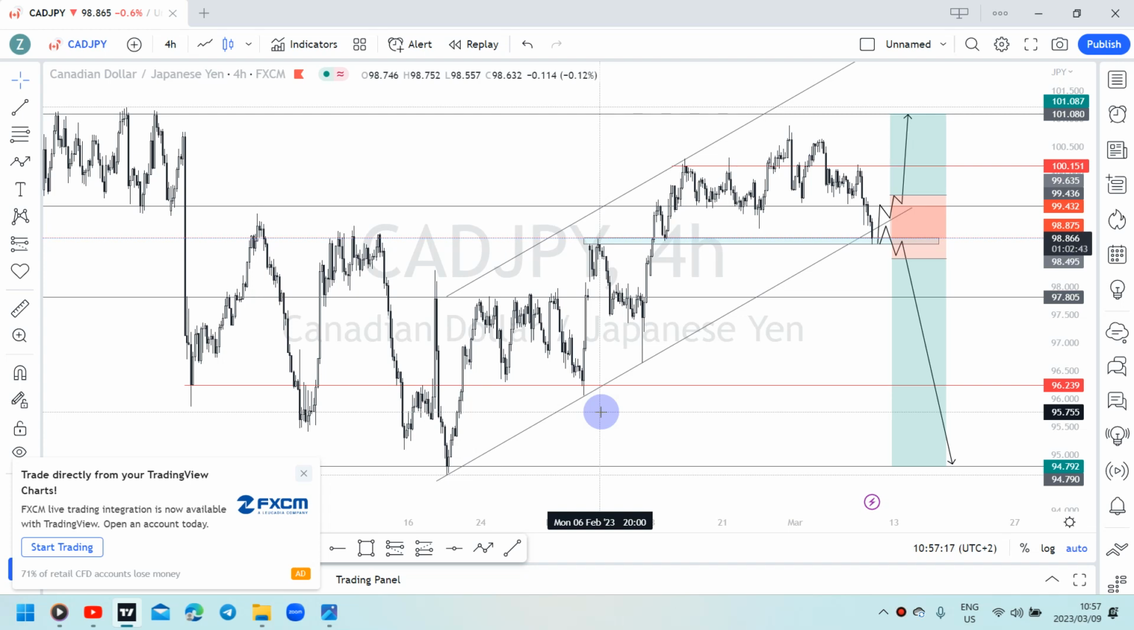These are the setups that I'm seeing on this CADJPY pair. Let me know in the comments below if you trade this pair, what's your favorite pair, and if you do trade this pair, what are you seeing? What are the possibilities or probabilities that you're seeing? What's your overall take on this pair, right? So yeah, this is my setup.